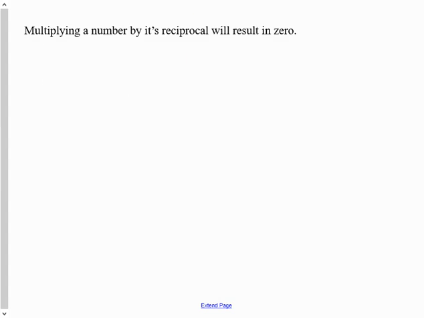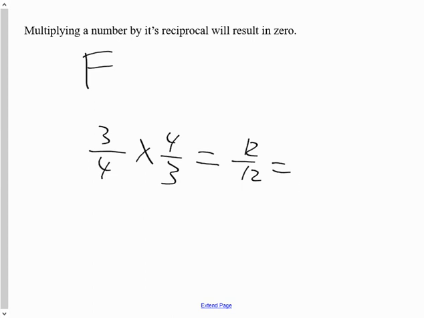And finally, the last question: multiplying a number by its reciprocal will result in 0. The answer for that is false. If I take a fraction and multiply it by its reciprocal, I don't get 0. I actually get 1. So anytime you multiply a fraction or any number by its reciprocal, you will always get 1, not 0.